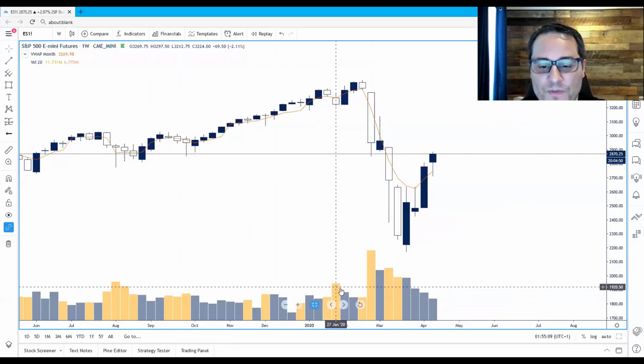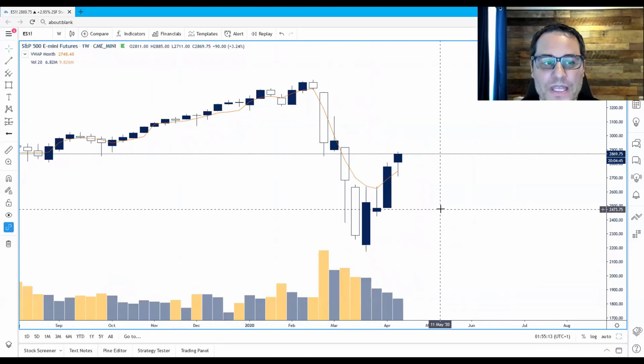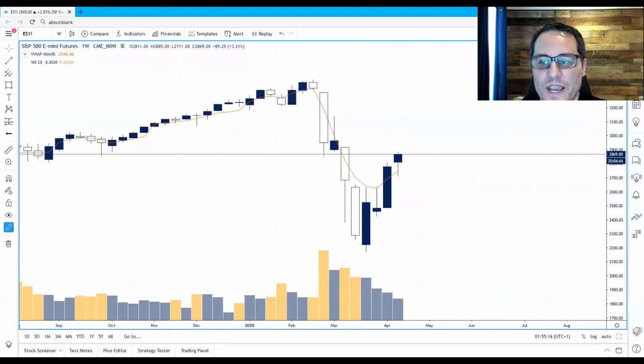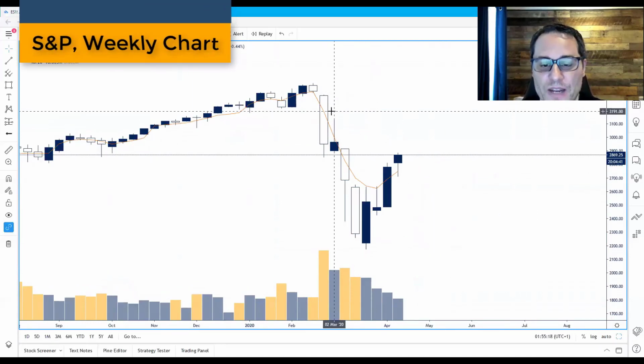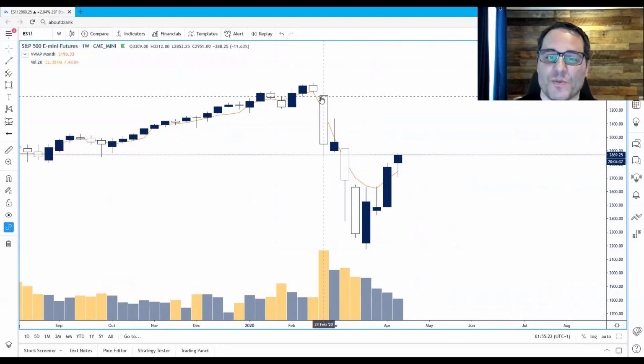So we know that we have this volume here, and this is something I've talked about before. With the S&P 500, this is a weekly chart, so each candle is a week. And look what happens when the coronavirus really starts to hit the financial markets and they start to price in, oh my gosh, this is a legitimate thing. This is global. It's going to spread. It's going to start affecting economies.